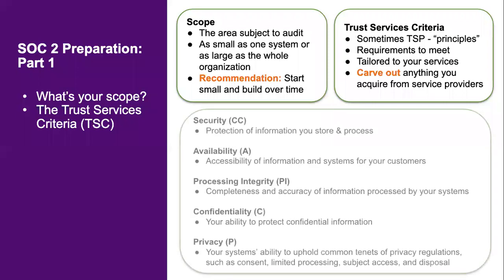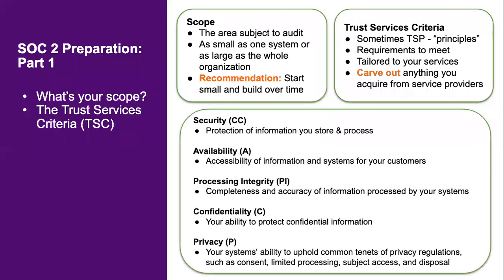So what are the TSCs? Got a couple of them, frequently referred to using their abbreviation, so you see those here in parentheses. There is the security criteria, basically the ability of your organization to protect the information that you store and process, abbreviated CC because these are common criteria. Availability, abbreviated as A. This is the accessibility of information and systems for your customers. This is basically where you talk about things like uptime. How much uptime do you provide your customers? 3 nines, 5 nines, etc.